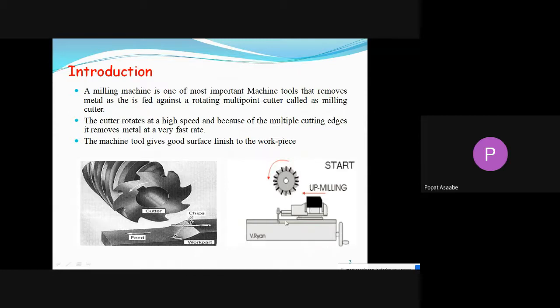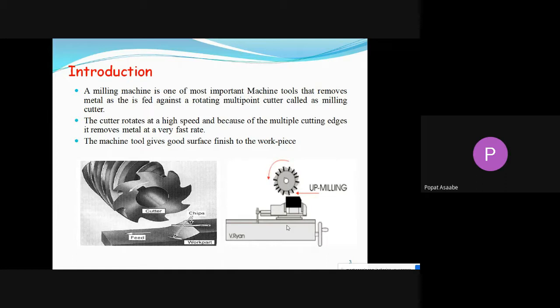See, this is the work table, and on that work table the vice is provided. With the help of that vice we can easily mount, or hold, our workpiece. We are giving the feed to that table, which means the table will move longitudinally, crosswise, and also in the vertical direction. Generally, these three types of feeding we can give to the workpiece.